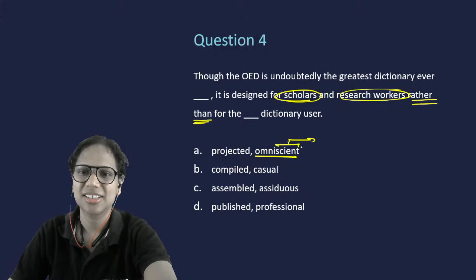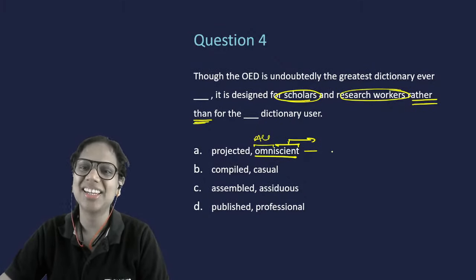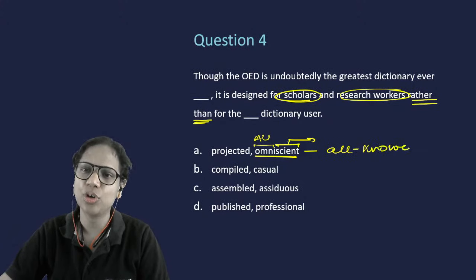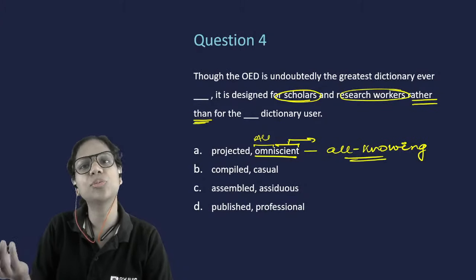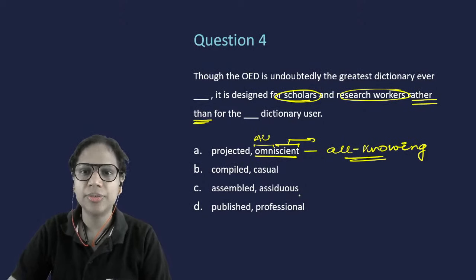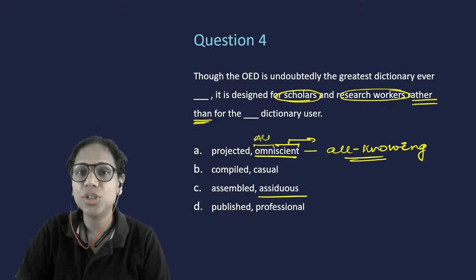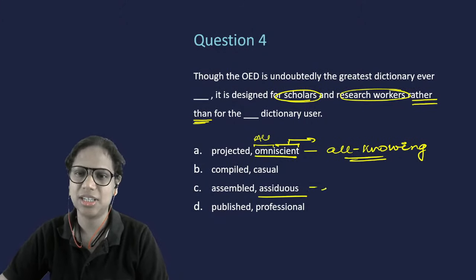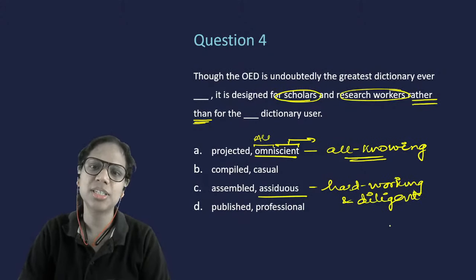Sciences, knowledge. Omni means all. So an omniscient person is an all-knowing person, someone who knows everything, right? For instance, in a lot of religions, it is said that God is all-knowing. God knows everything. So God is omniscient, right? Okay. Assiduous. So someone who's very hardworking and diligent is an assiduous person. Such a person is an assiduous person.